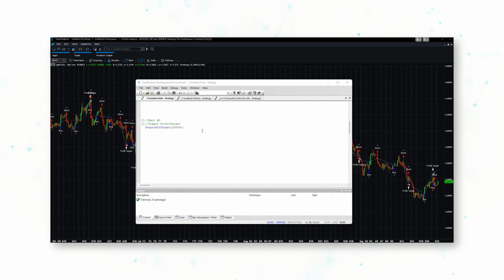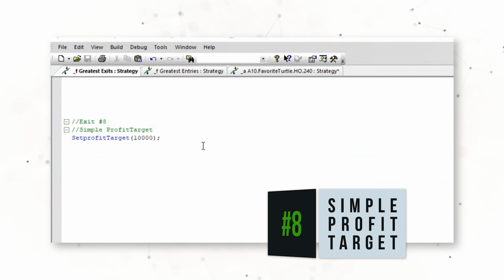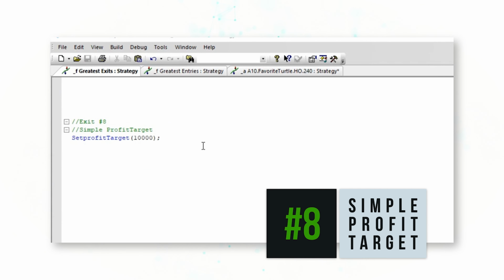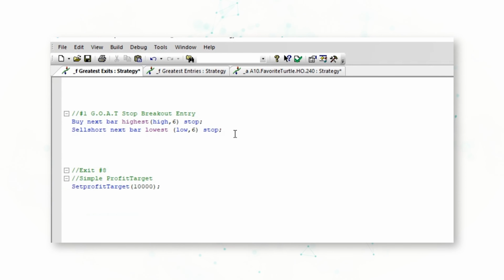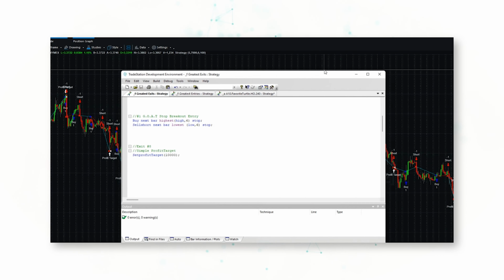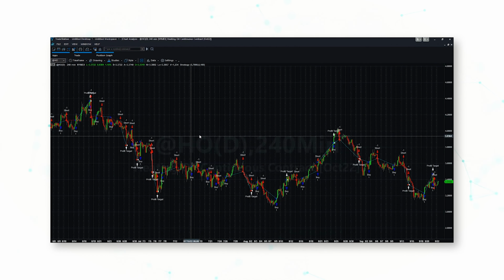For our next trading exit, we have a simple profit target, like a stop loss. This is a simple line of code that will take profit on a position if the total gain is more than $10,000. And if we add our profit target to our GOAT entry and add it to a heating oil 240-minute bar chart, we can see how a profit target works.